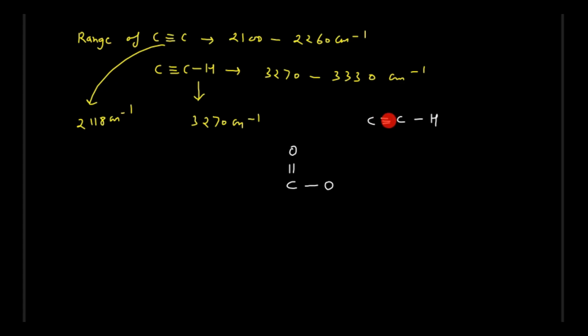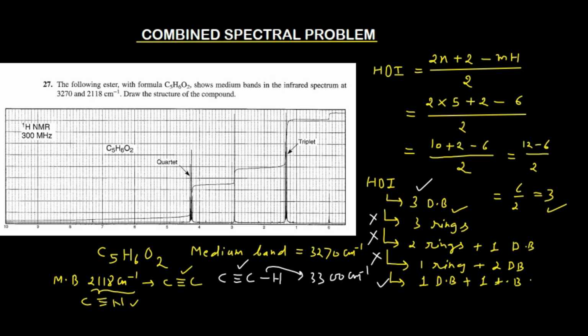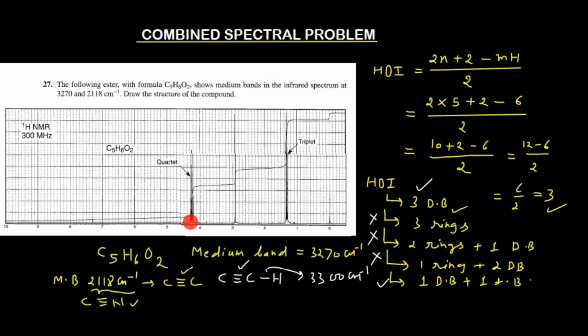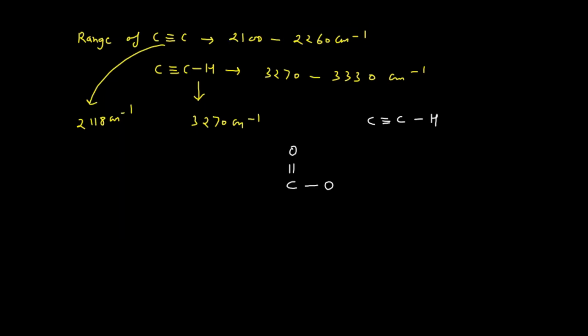Remember, a triple bond corresponds to 2 degrees of unsaturation. So 2 plus 1 HDI is actually the 3 in that case. Now you can connect the pieces, but before connecting them you should know, if I go back, you see one quadruplet and one triplet are given. In the last lecture, I also told you it is a typical pattern of ethyl group splitting. How? Let us check.